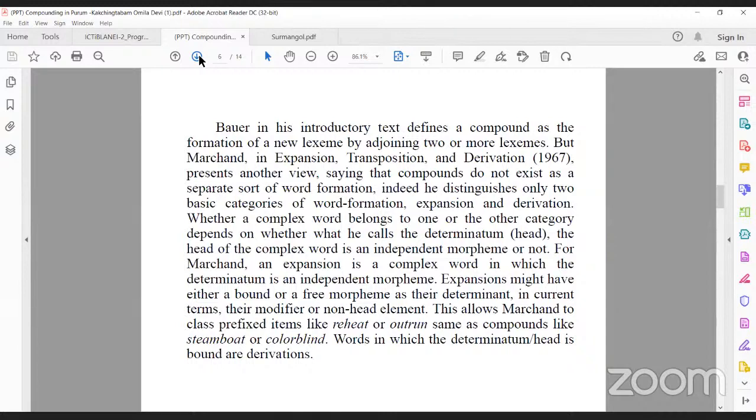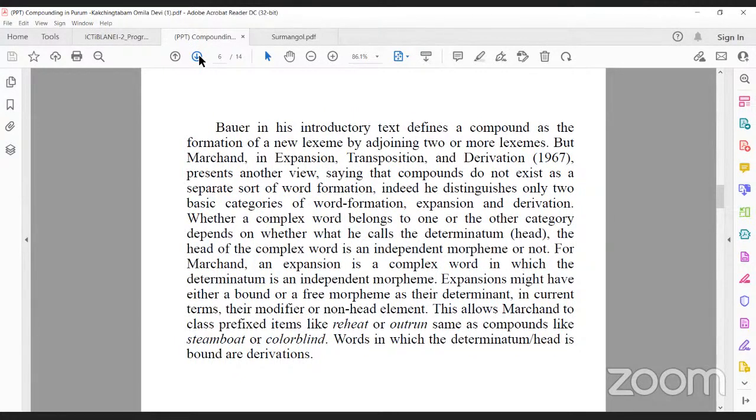Bauer, in his introductory text, defines a compound as the formation of a new lexeme by adjoining two or more lexemes. But Marchand, in Expansion, Transposition, and Derivation, 1967, presents another view, saying that compounds do not exist as a separate sort of word formation. Indeed, he distinguishes only two basic categories of word formation, expansion and derivation. Whether a complex word belongs to one or the other category depends on whether what he calls the determinant, the head of the complex word, is an independent morpheme or not.